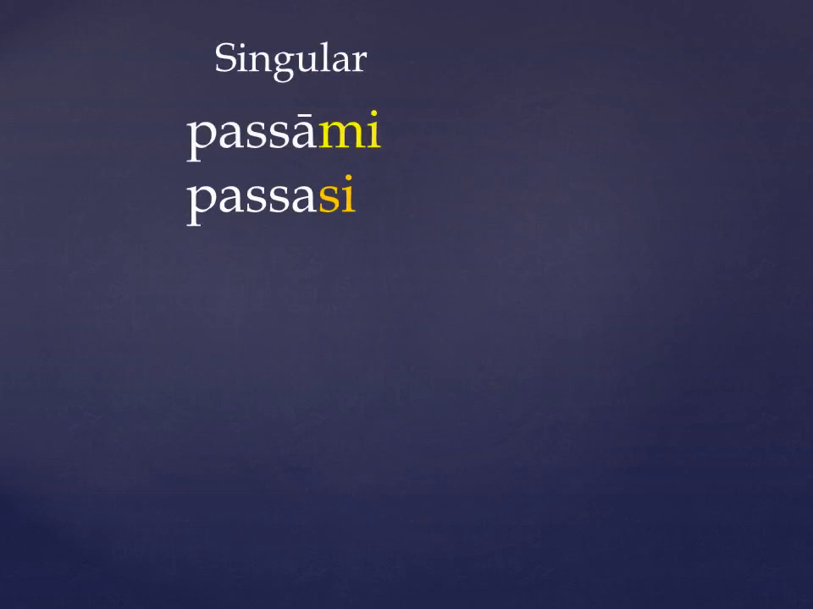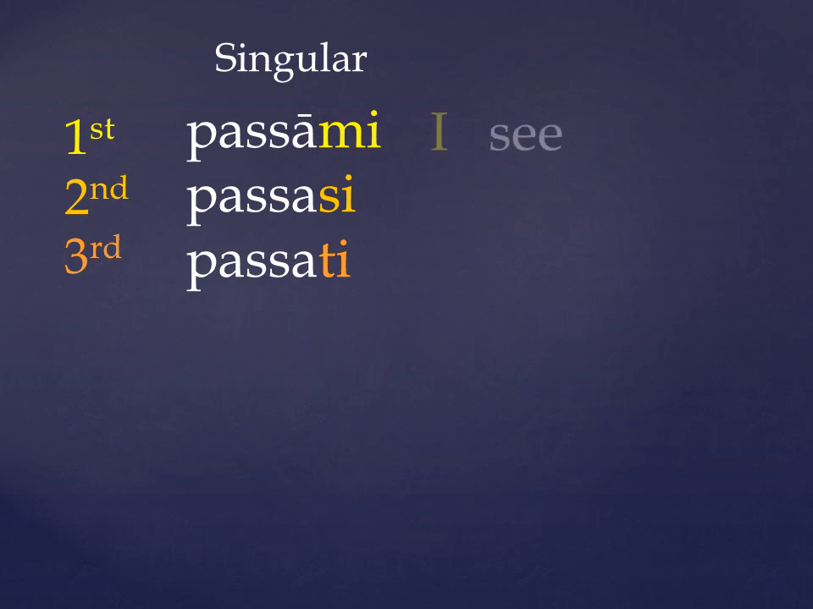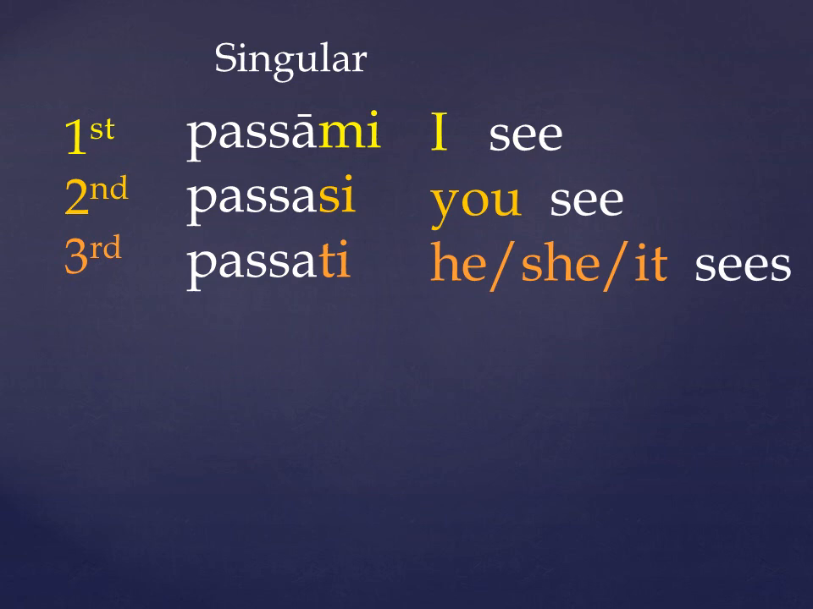Now, in Pali, personal pronouns aren't as important as they are in English, where all verbs must have an expressed subject. In Pali, as we've seen in an earlier video, the subject doesn't always have to be expressed in every sentence. So, with Pali verbs, we can see from the endings whether they're in first, second or third person, which means we can see who is doing the action. I see, you see, or he, she and it sees.